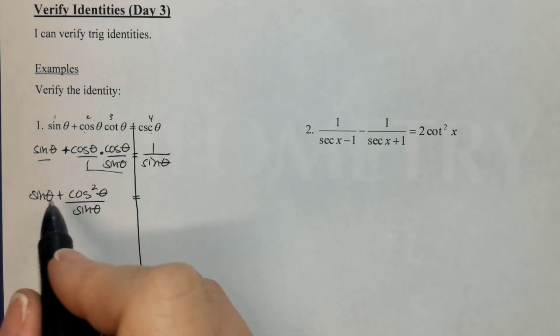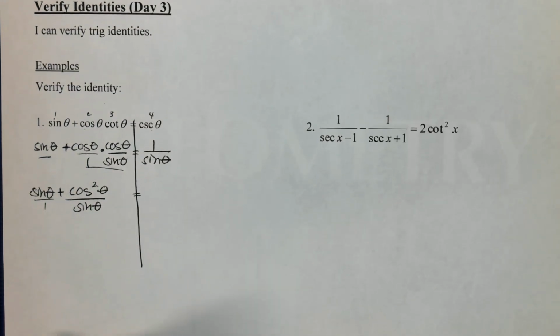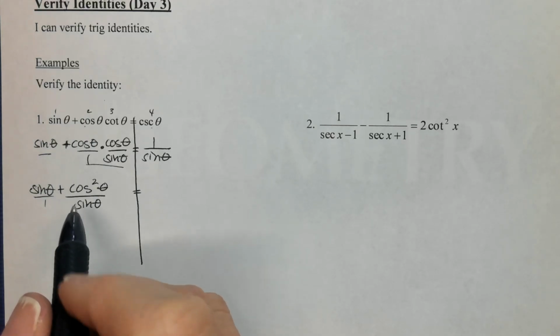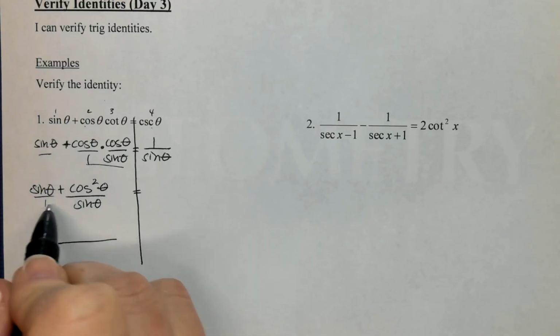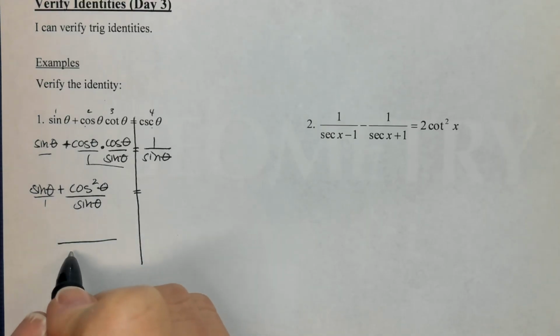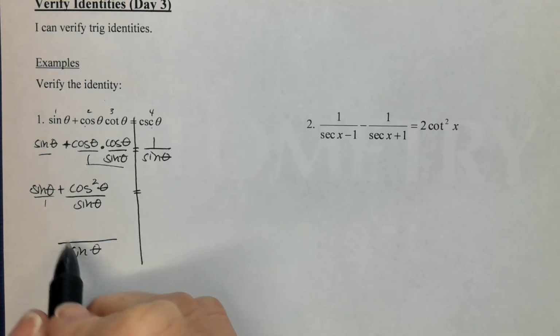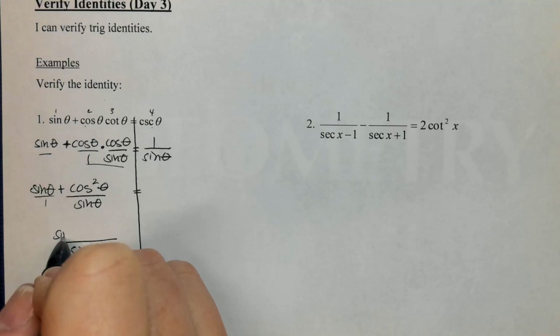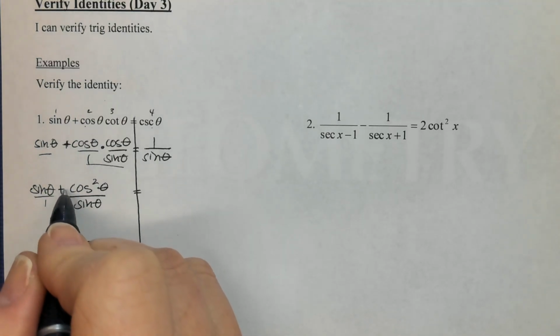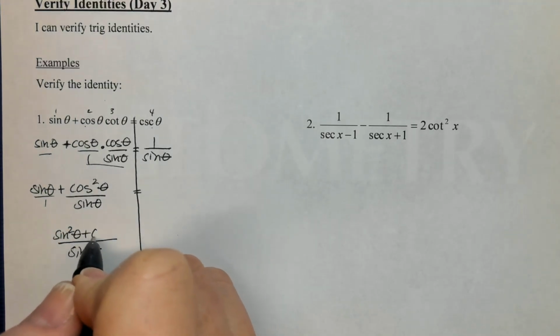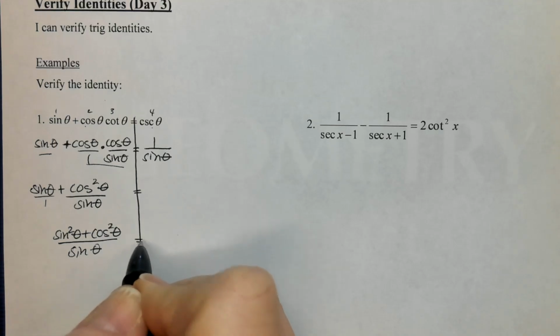So looking at 2 fractions here, I could put this over a 1 if that helps. So we need common denominators. The fastest way to a common denominator is just to multiply. So 1 times sine is just sine. This denominator needed that sine, so the top gets that sine as well. So this will be sine squared. And then this one didn't need anything, so you just have that cosine squared there.